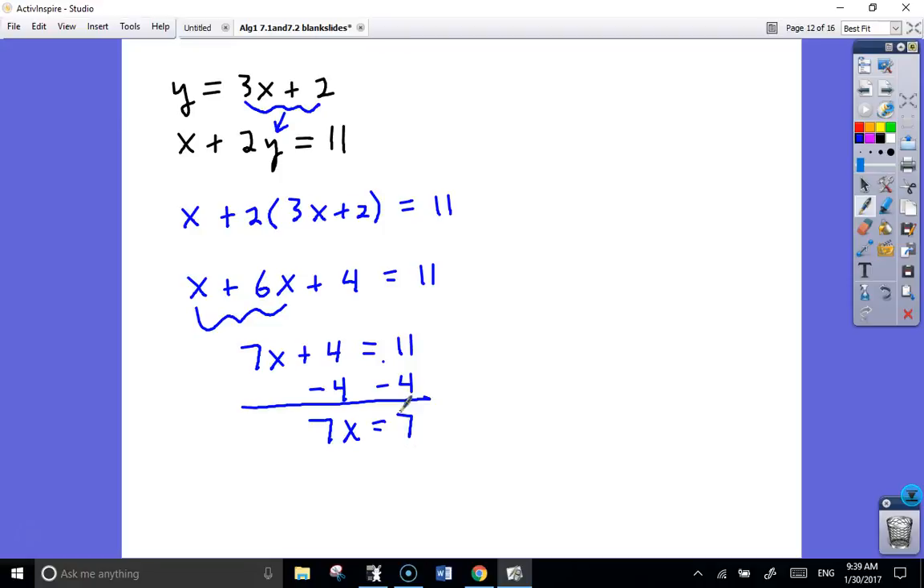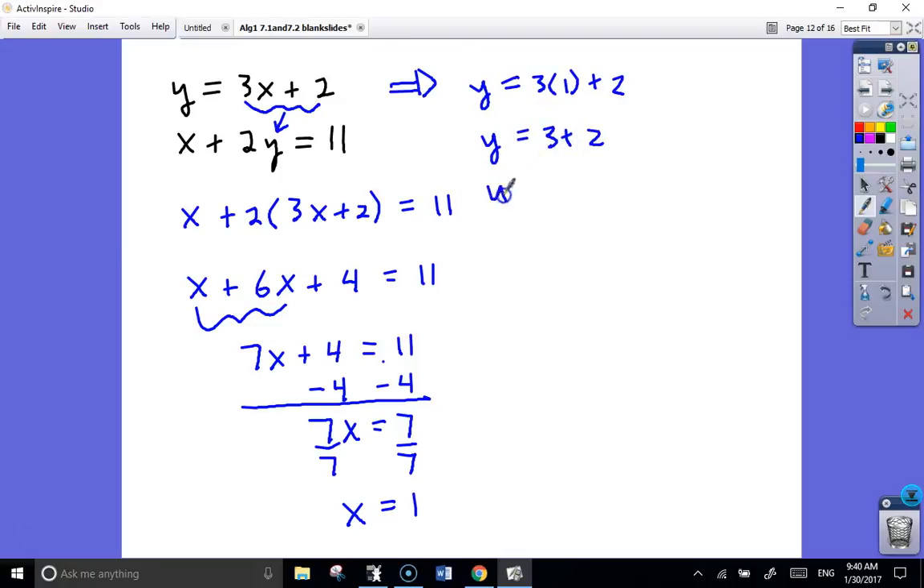Connor. Okay. Last step. Divide by 7x. No, just 7, not x. 7x equals 7, so x equals 1. Now, how am I going to find y? I know the x. How do I find the y? Plug x in for the... in the first equation, the one that was already solved for y, that's where you plug it in. So now we'll get y equals 3 times 1 plus 2. y equals 3 plus 2, so y equals 5. Okay, so here's (1, 5).